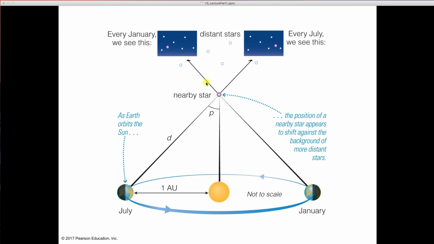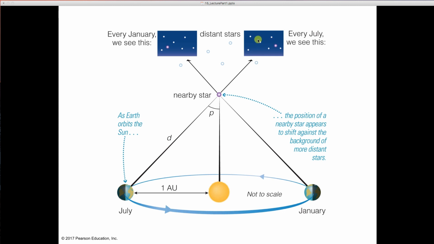So when we look in this direction, this is the picture we see right here. That star right there is this guy right here. This star is maybe this one right here. This star is this one right here. This star is this one over here. And so in January, we look at this closer star and we see it in this position relative to these other stars that are further away. If we let the Earth go halfway around its orbit, and in July we look at that same star, we see it in a different position relative to the background stars.